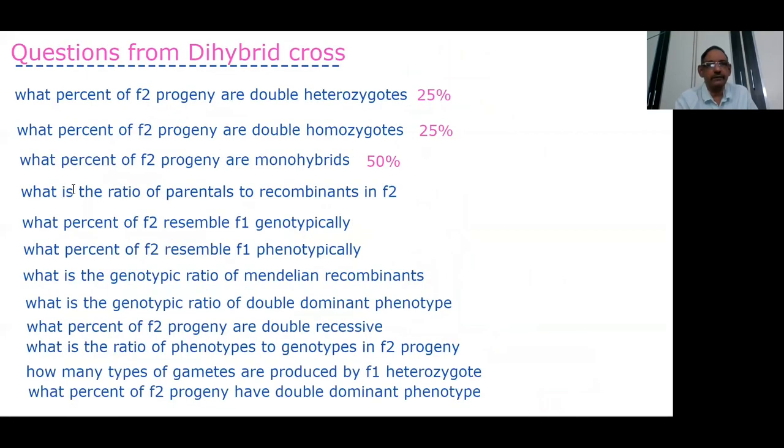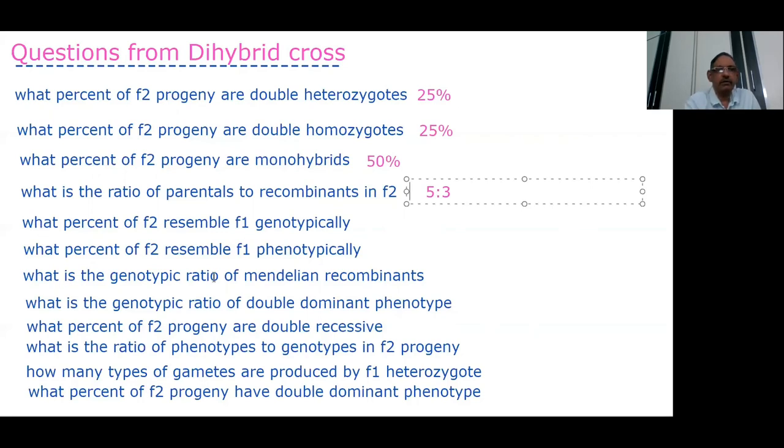We'll go to the question. What is the ratio of parentals to recombinants in F2 progeny? That is 10 is to 6. Or simplified, 5 is to 3. The ratio is 5 is to 3. 5 is to 3. This is the ratio. 5 is to 3, and the number is out of 16, 10 is to 16. Okay. The ratio is 5 is to 3.